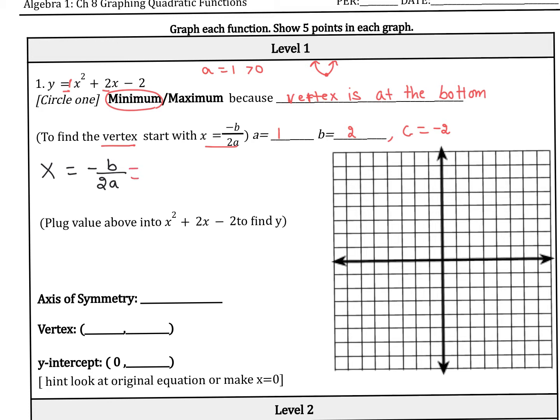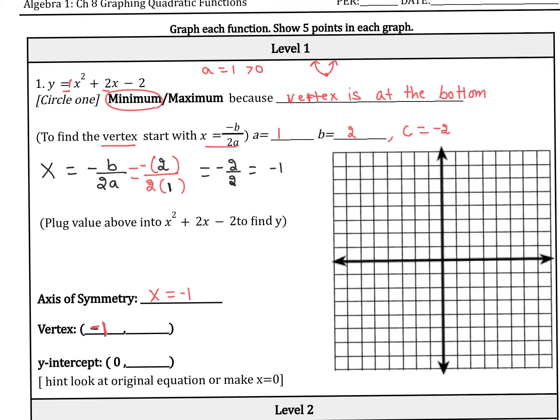When you plug it in, always put the bracket around it so that it's easier to plug in. Here the value of b is 2, so that goes here. The value of a is 1, that goes on the bottom. Negative 2 divided by positive 2 is negative 1. So the x value of the vertex is negative 1, and it's also the axis of symmetry, or the line of symmetry.